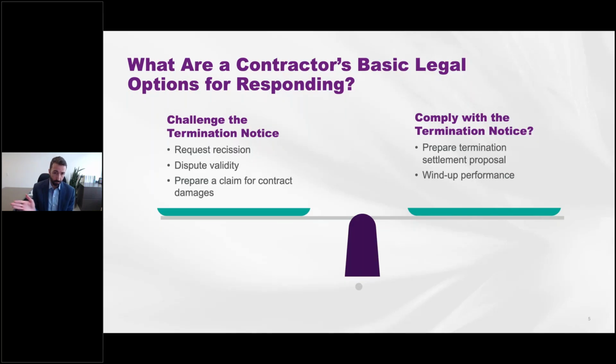So, that goes over to the comply part. If you're not going to challenge it, then you've got to comply with it, or at least assess it for compliance. And there may be parts of it that you respond differently to. But again, the two basic options are challenge or comply. On the comply side of the ledger, you're typically going to be using your termination for convenience clause as your roadmap for what you do next. And that basically comes down to complying with the notice, stopping your costs, preparing a termination settlement proposal, and winding up performance. So those are your two basic options.